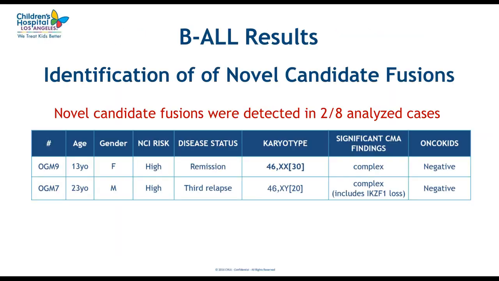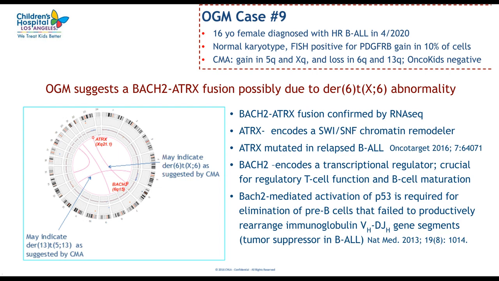So moving on, in addition to known previously reported fusions, in 2 out of our 8 cases, optical genome mapping detected novel candidate fusions that have not been described previously, but may represent novel discovery. So one of these cases was a high-risk BLL, where our previous testing detected some non-specific copy number changes by array, but there was nothing that really classifies as a known genetic driver in BLL.